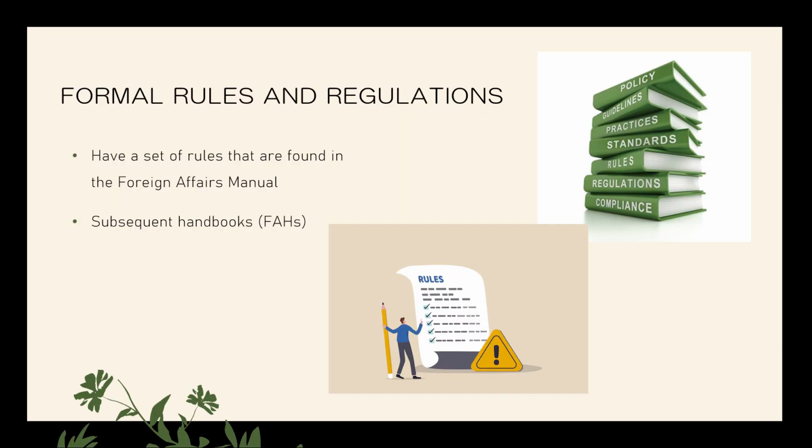There are also formal rules and regulations in the U.S. State Department, which are found in the Foreign Affairs Manual. So they're very clear written rules that the State Department is required to follow. And then there are also subsequent handbooks, which I think just break down the main manual more and make it easier and more accessible for their employees.